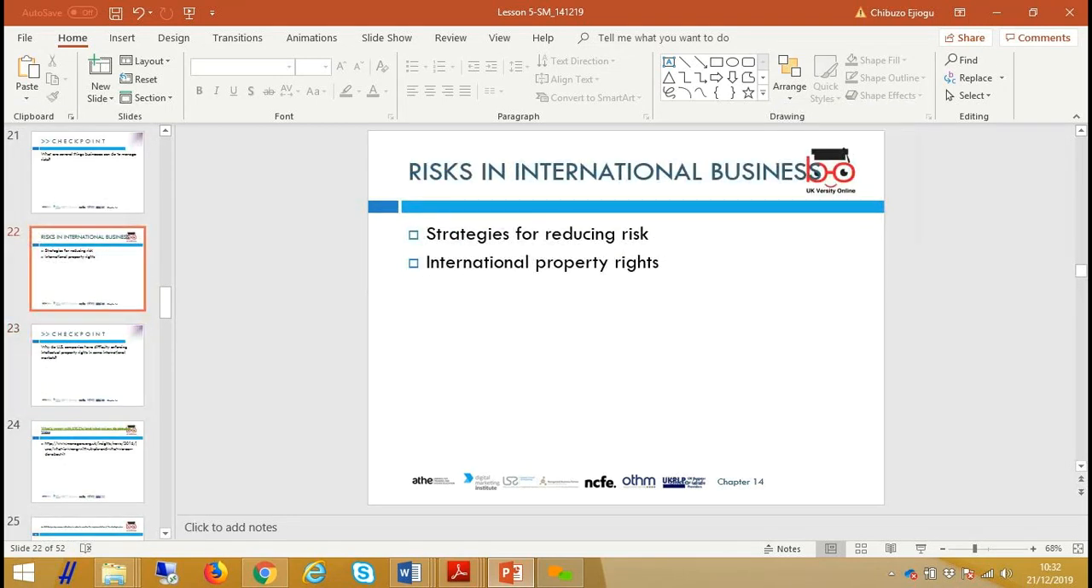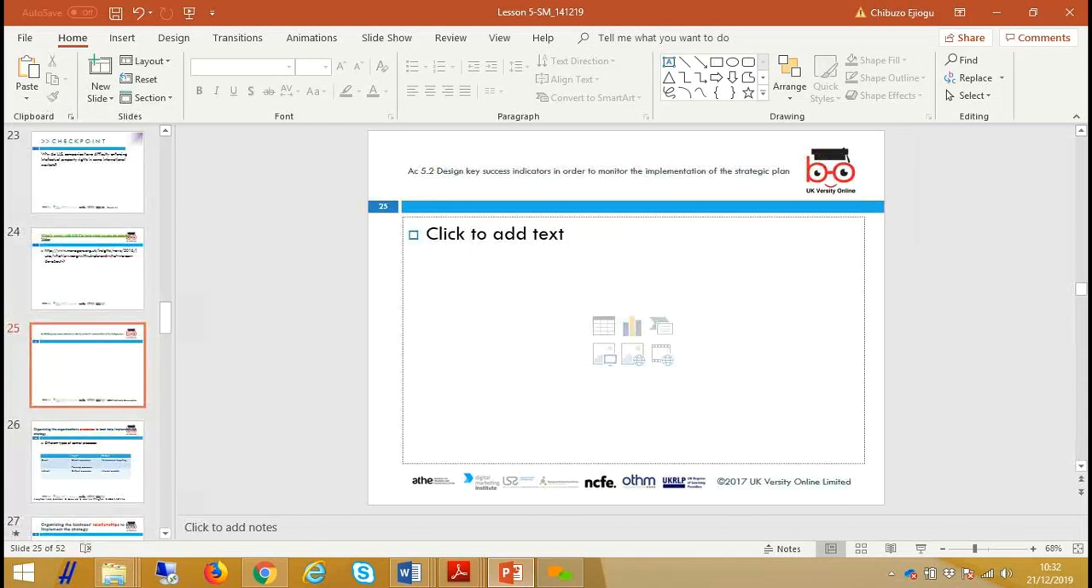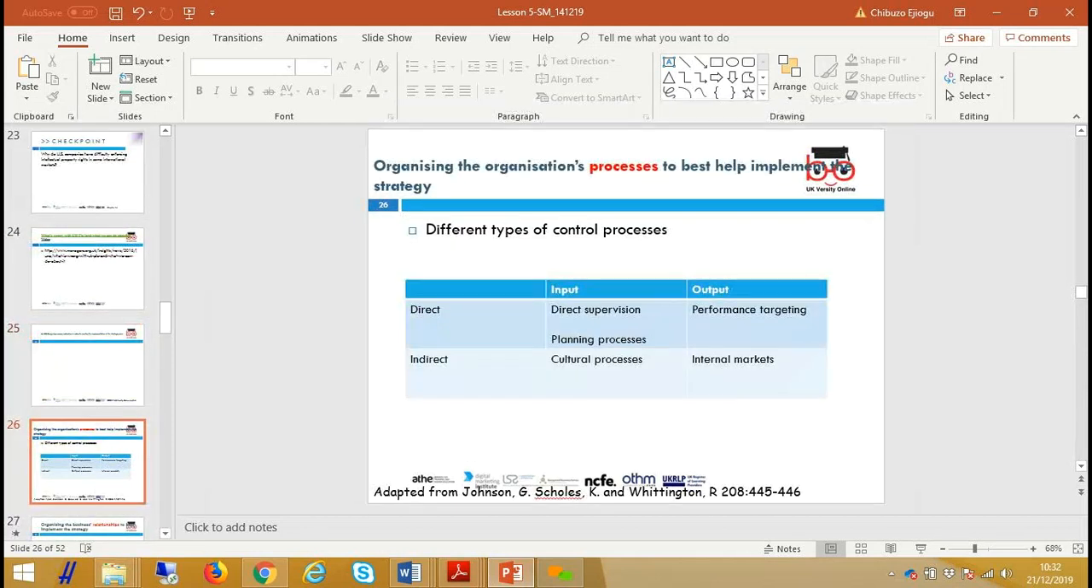So we've talked about property rights, patents, copyright. We've talked about reducing risks. Okay. So the first part of the class, we looked at performance measures and KPIs, the balanced scorecard in particular. The second part of the class, we looked at risk management for your strategy. Now we are going to look at other forms of control processes.